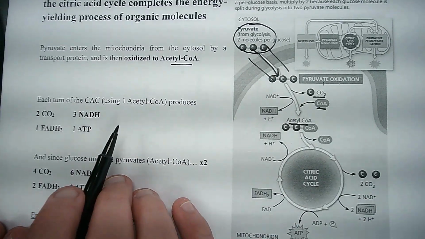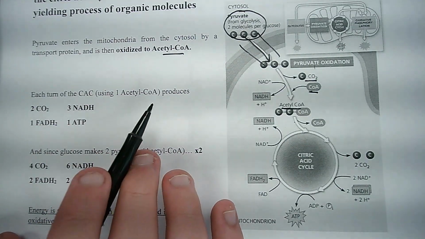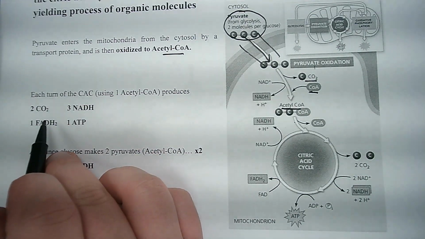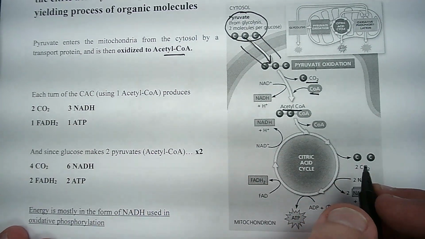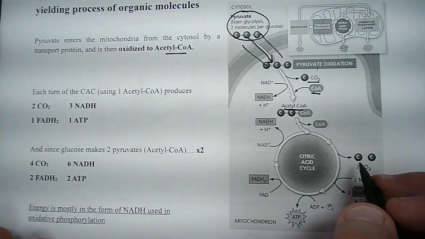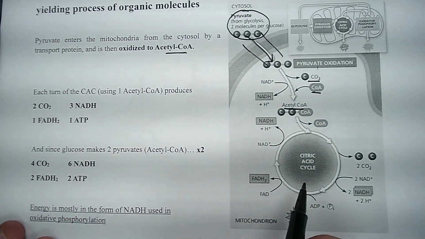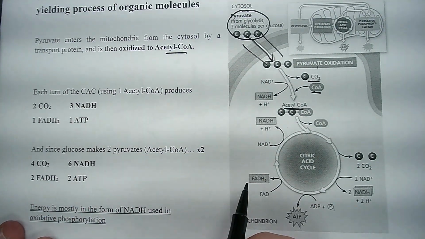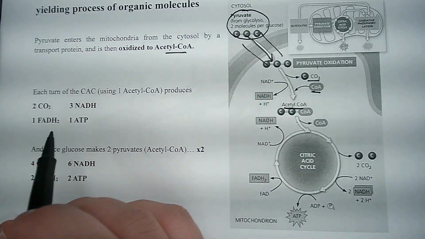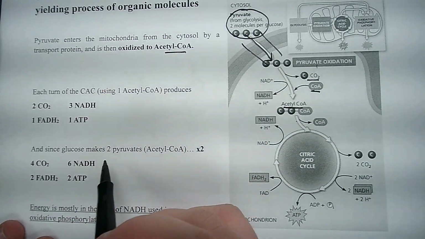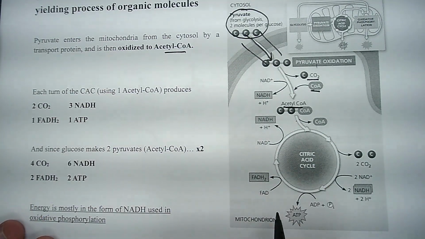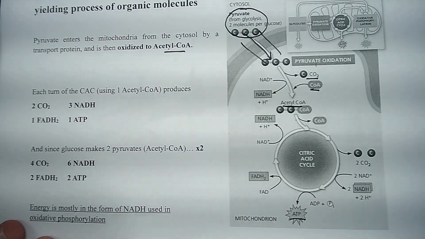What you need to understand is each turn of the CAC produces 2 carbon dioxide molecules. That's what we breathe out as humans. 3 NADH molecules, 2 here and 1 over here. 1 FADH2 that holds electrons as well. And it also produces 1 single lonely ATP.